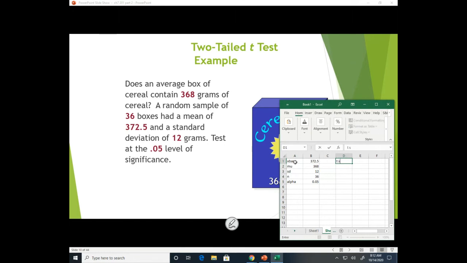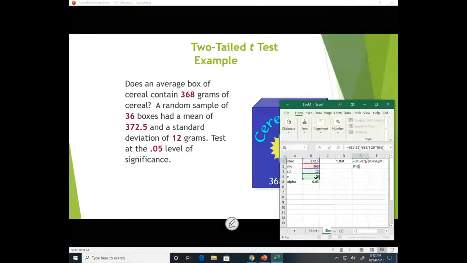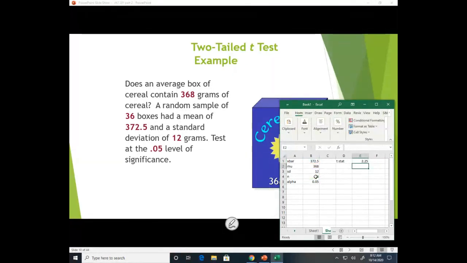So first we need to calculate our t-statistic, which is the same way we calculate our z-score. So we want to subtract x bar minus mu divided by standard deviation divided by the square root of our sample size. And we get a t-statistic of 2.25.